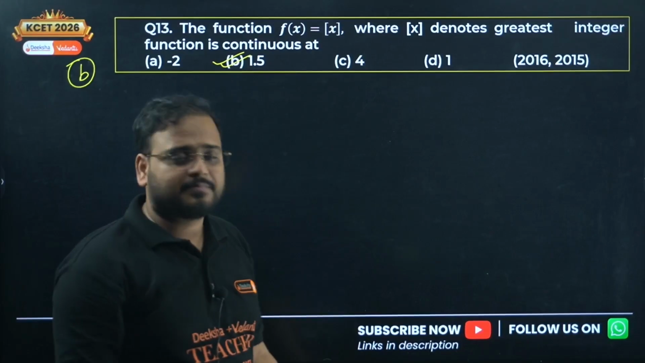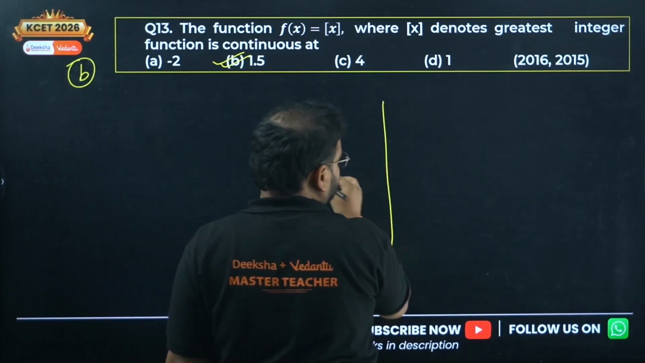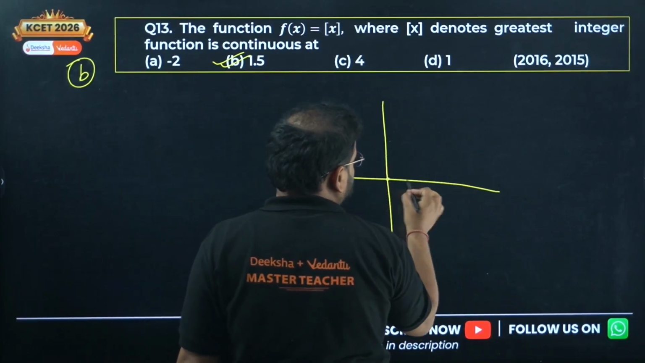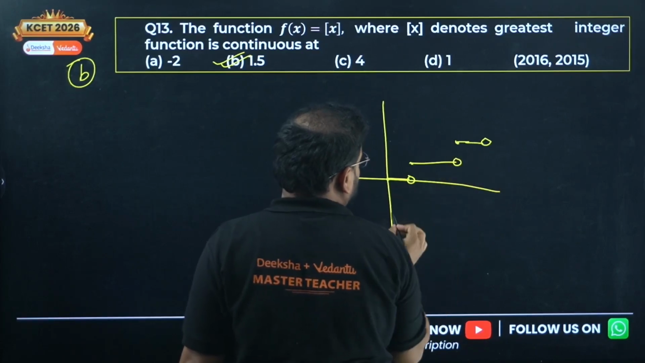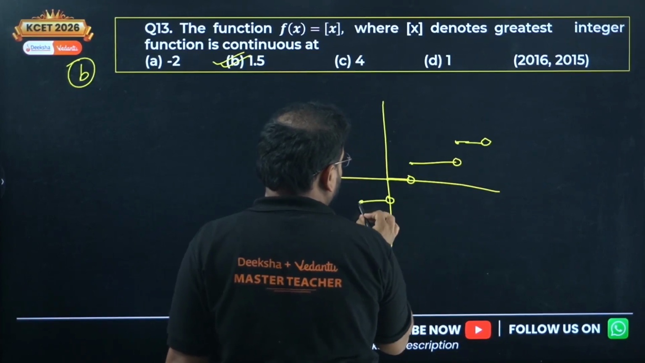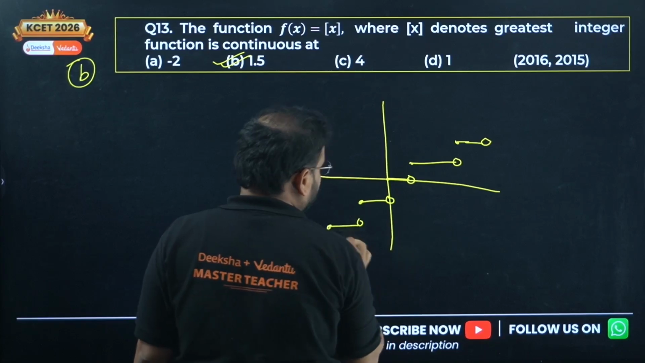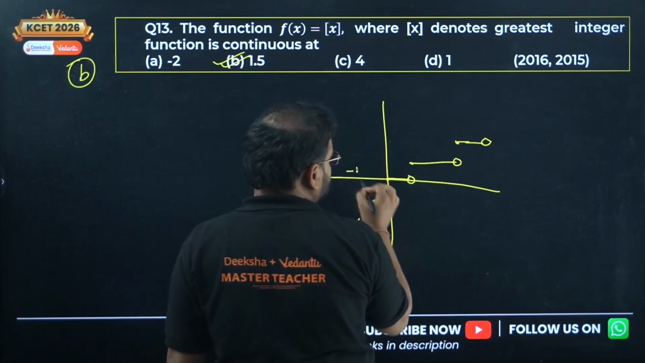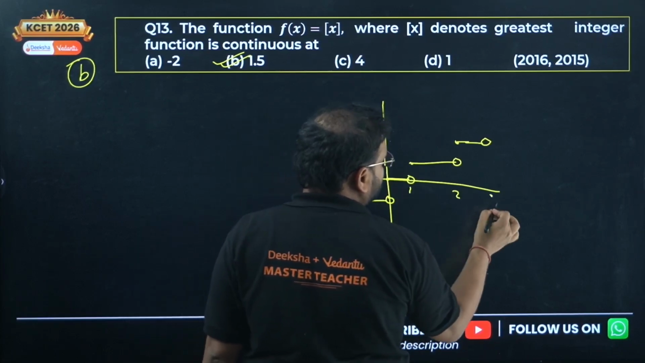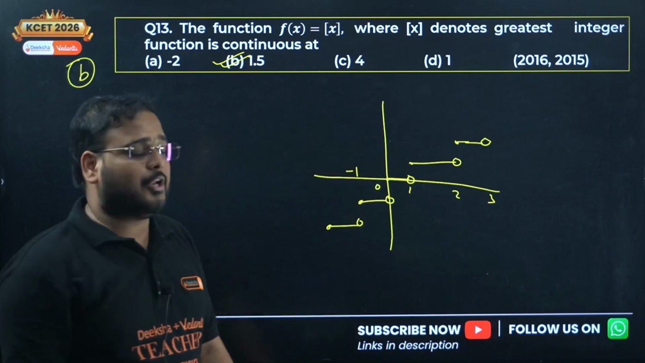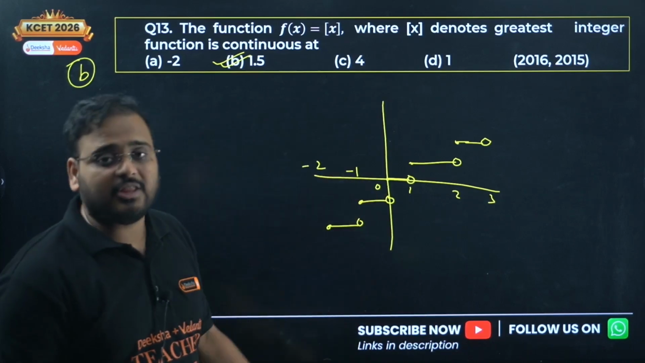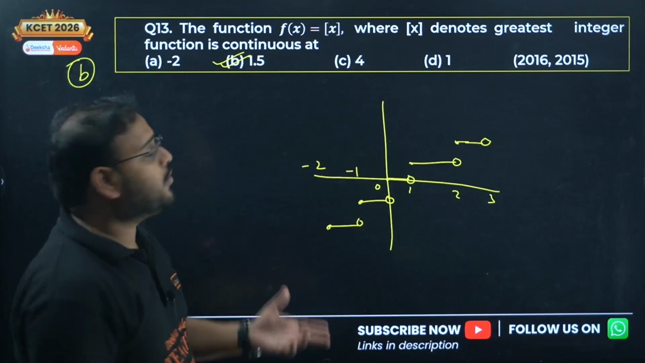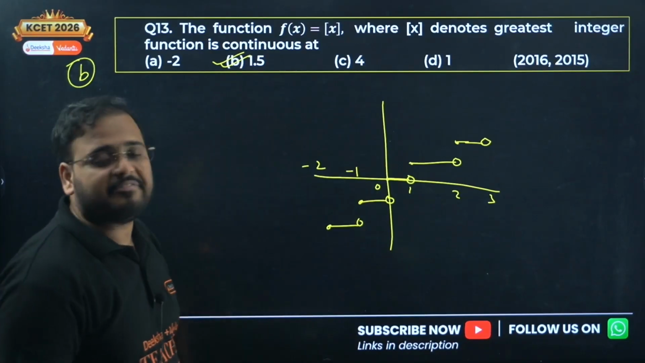How come, sir? Think about it. Draw the graph. Closed, open, closed, open, closed, open. So at all the integers it is going to be open and closed. There will be a break, okay? So this is -1, 0, 1, 2, 3. At every integral value, it tends to be non-continuous. So continuous will be at only non-integral values, in this case 1.5.